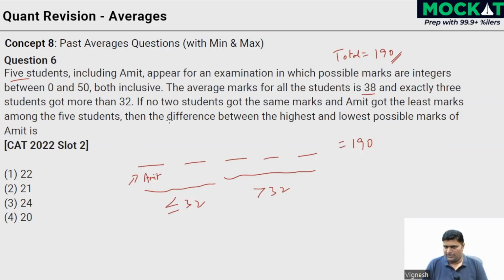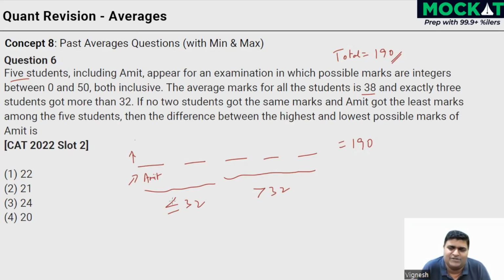Now we need to understand that 0 to 50, I mean greater than 32 over here. Now let's first start with putting in the highest possible mark for Amit. Okay, so I'll just start with highest over here. If Amit is the highest, the rest are going to be the lowest possible. The lowest possible, 3 marks. Would I want to give 32, 33, 34, or 33, 34, 35? No, average itself is 38. I need to hit 190, right?